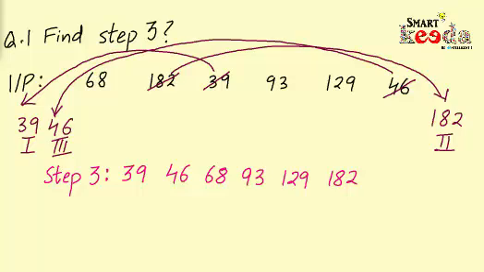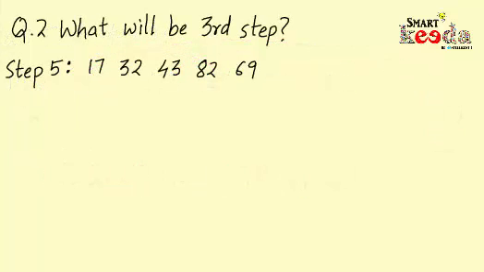Now let's move to the second kind of sequential output tracing question, again based on the same pattern of rearrangement as that of the initial example. In this question, the 5th step is given as 17, 32, 43, 82 and 69, and we are asked what will be the third step.